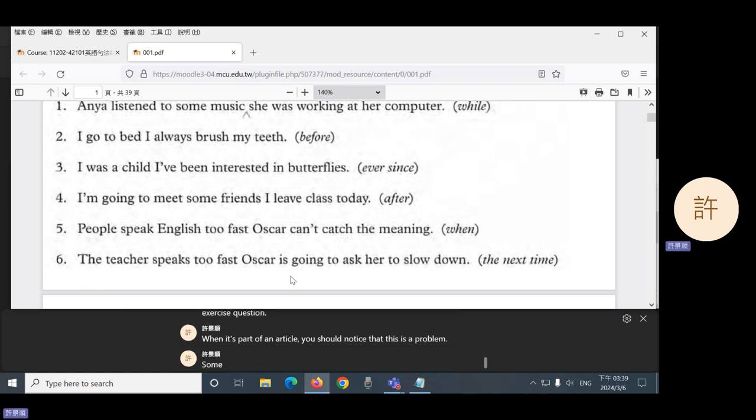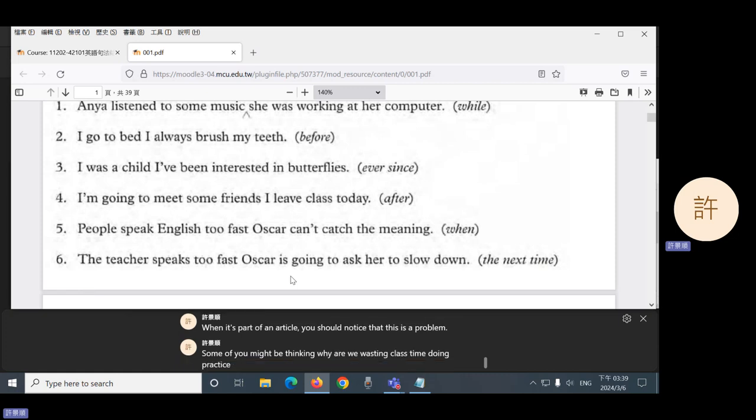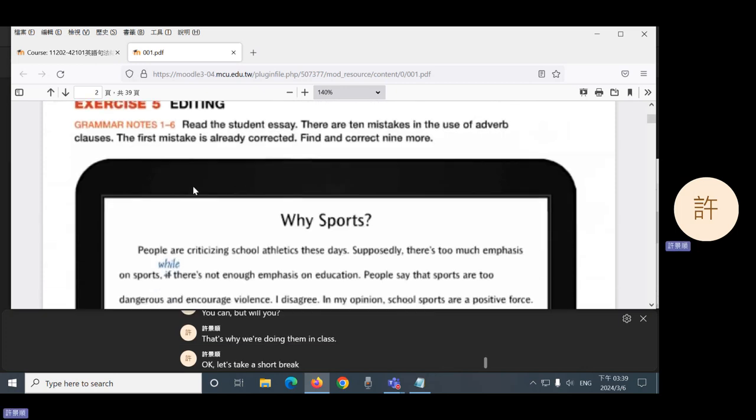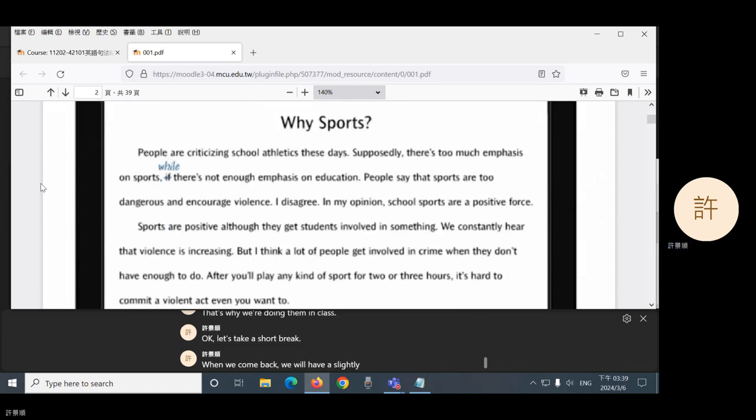Some of you might be thinking, why are we wasting class time doing practice questions? Well, you could take the handout and do the questions at home, and we could compare answers in class. You can, but will you? That's why we're doing them in class. Okay, let's take a short break. When we come back, we will have a slightly harder exercise question to do.